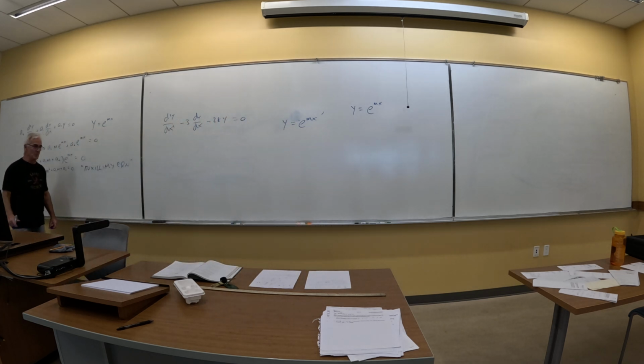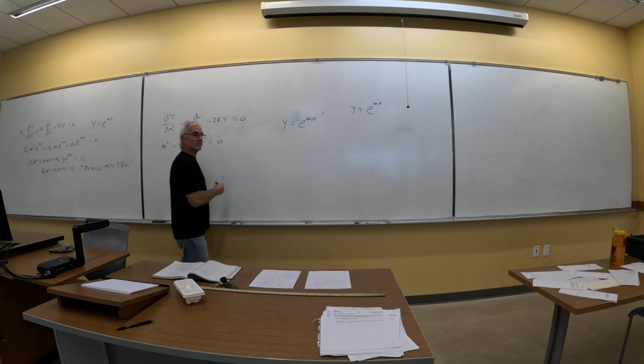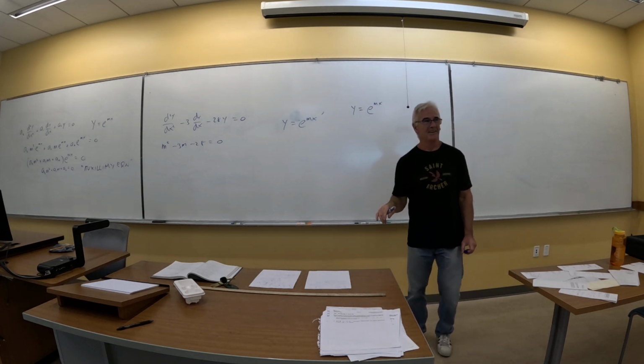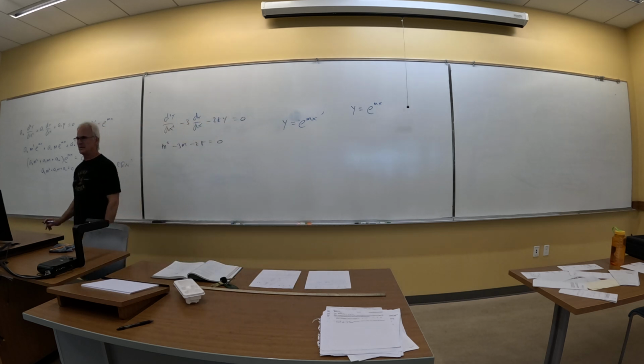Well, in this problem, what was my a2? 1. And what was my a1? Negative 3. And my a0? Negative 28. So let's do that. So what is this going to be? m squared minus 3m minus 28 equals 0. Okay, question. Did I already answer it? Okay. I like those kind of questions. Does this factor nicely? Mm-hmm.